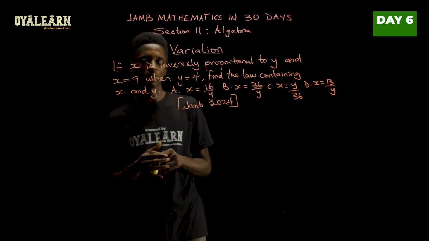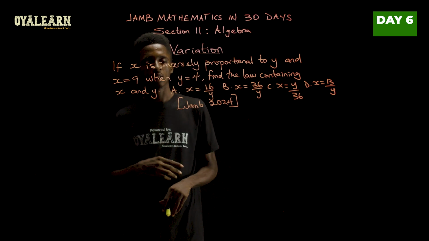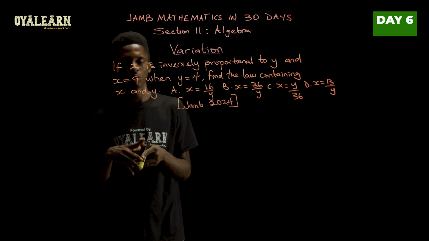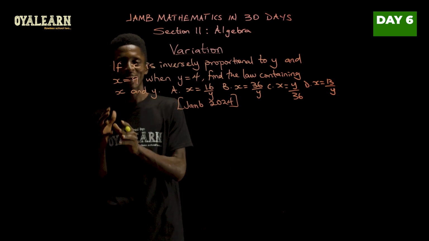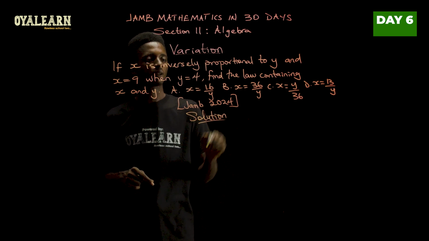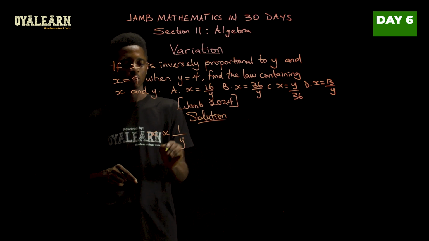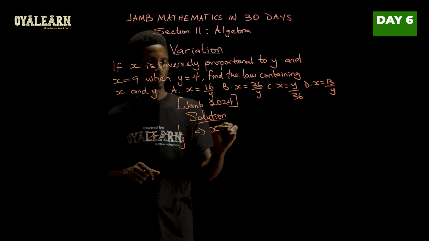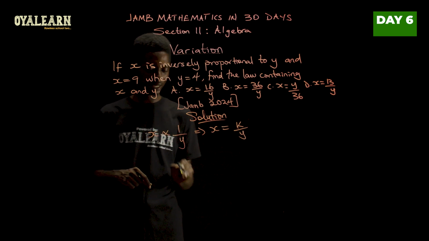This question from Jamb 2024 says if X is inversely proportional to Y and X equals 9 when Y equals 4. Find the law containing X and Y. In other words, find the relationship or write an equation that shows the relationship between X and Y. From the question, we can see that X is inversely proportional to Y. So X is proportional to 1 over Y, which implies that X will equate with the constant of proportionality divided by Y.